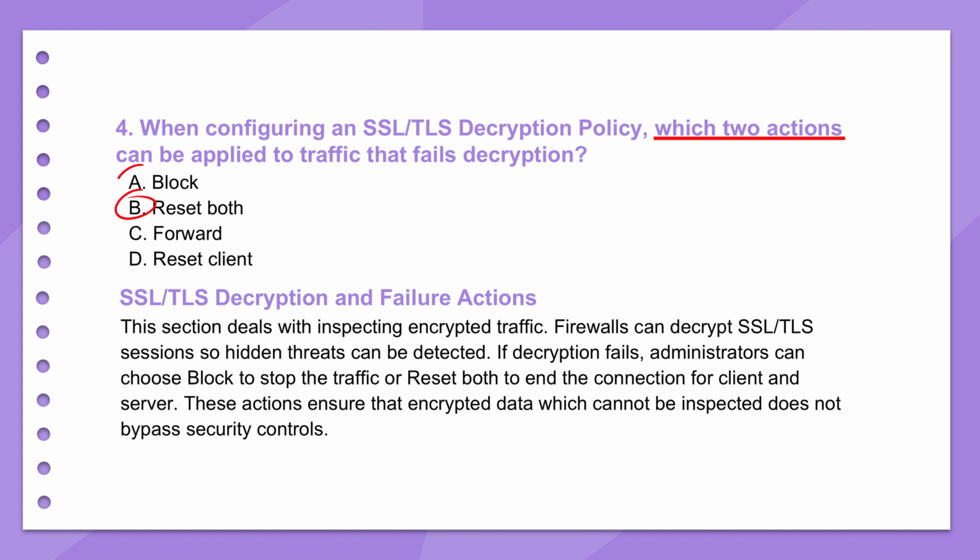Reset both is a more active termination. The firewall sends TCP reset packets to both the client machine that initiated the connection and the server it was trying to reach. This effectively tears down the connection immediately from both ends. It ensures the failed session doesn't just hang open or potentially allow some uninspected data through before timing out. It's a clean, forceful stop.